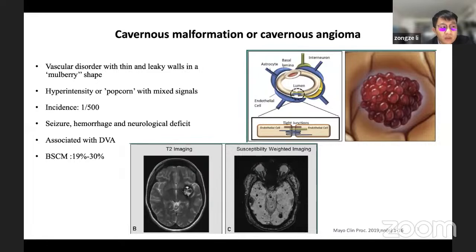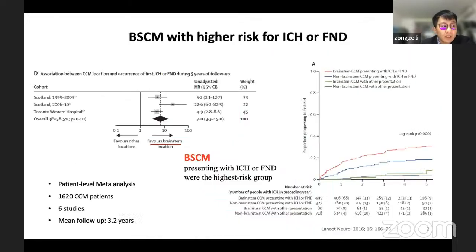CCM is always accompanied by a DVA, and 19 to 30% of the CCMs are located in the brainstem. This is a meta-analysis published in Lancet Neurology in 2016. The study summarized the clinical presentations and the natural histories of the CCM. And the article included 1,620 patients from 6 studies. The mean follow-up time was 3.2 years.